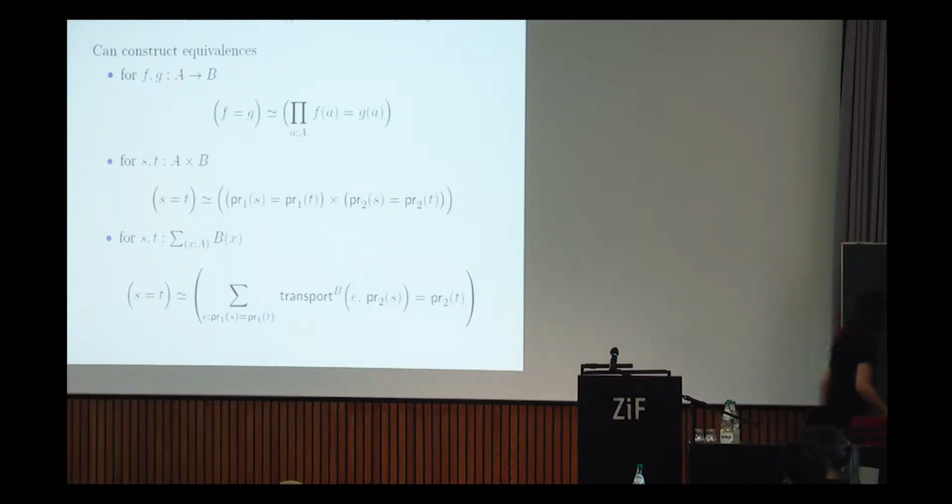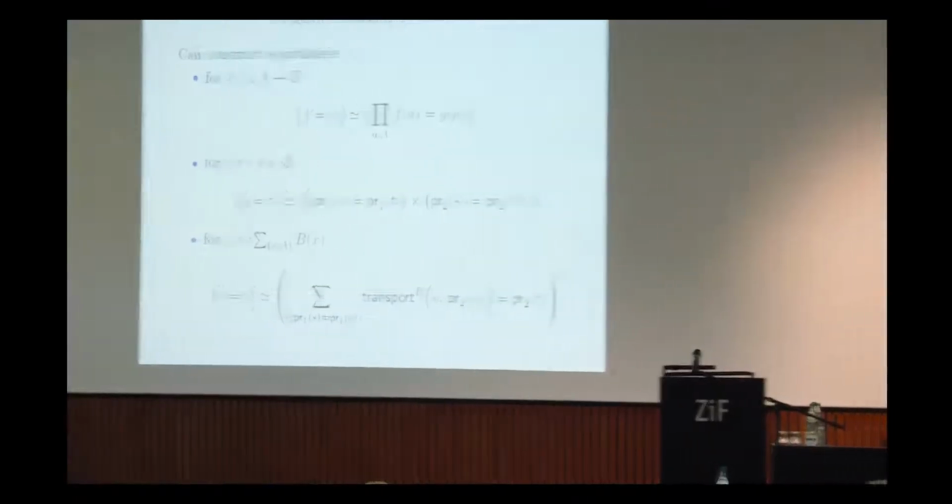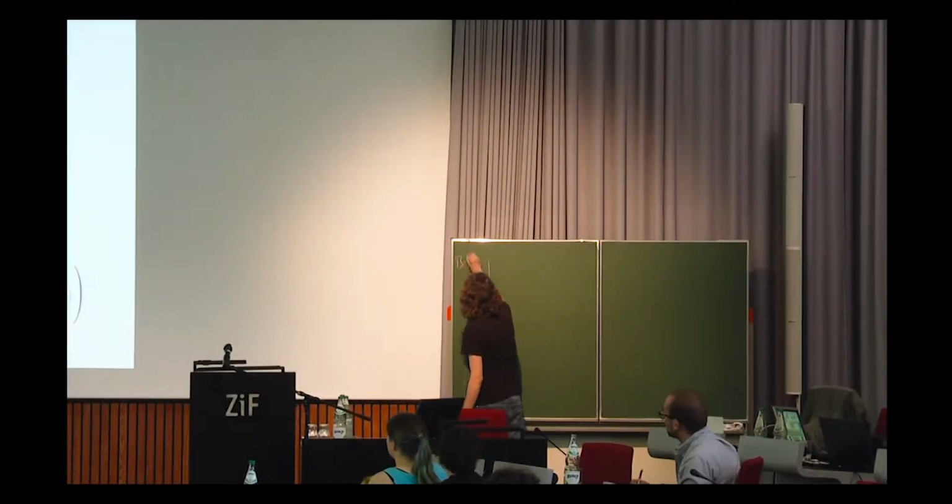annotation here. Maybe I can use the blackboard. So I have PR1 of S here, and I have B of PR1 of S.